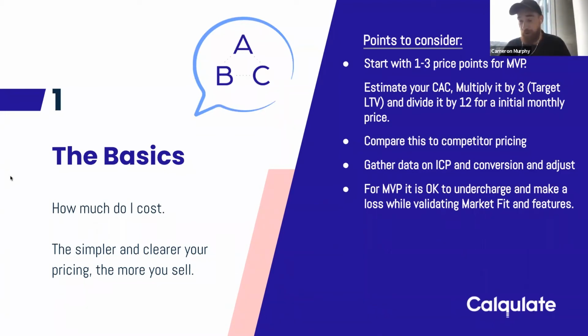So what we would recommend is to start with 1 to 3 price points for your minimum viable product. If you're past MVP stage, chances are you already have a pricing model that you're working with. And if you only have the one price point, we would recommend adding a lower and higher price point.